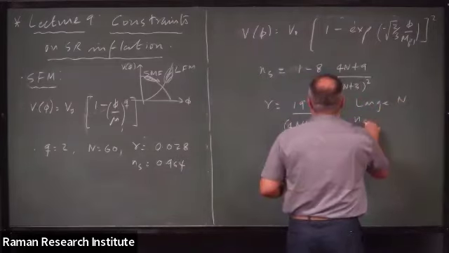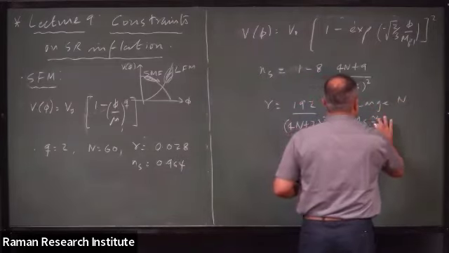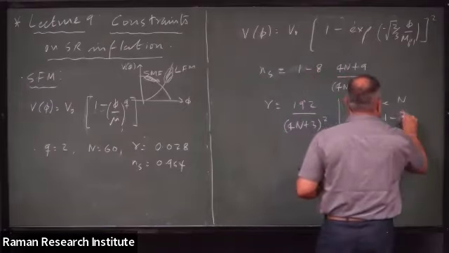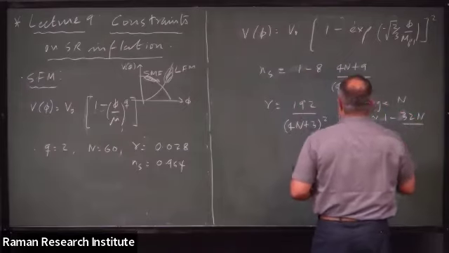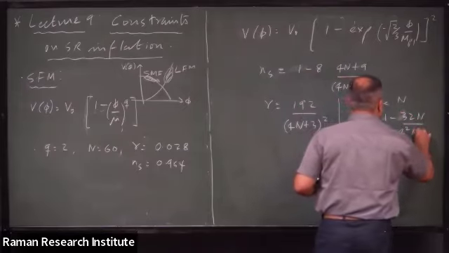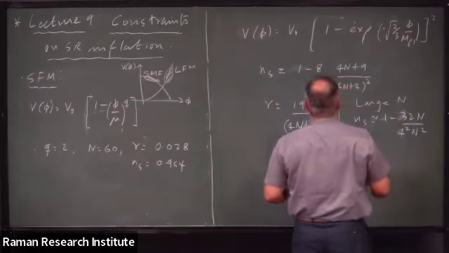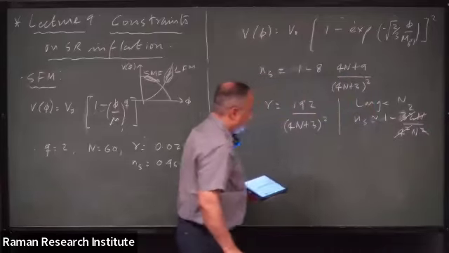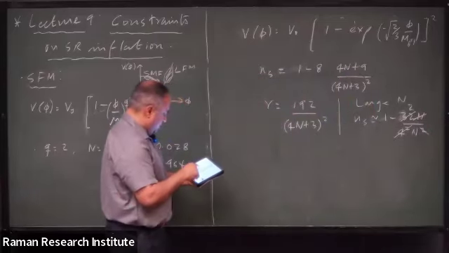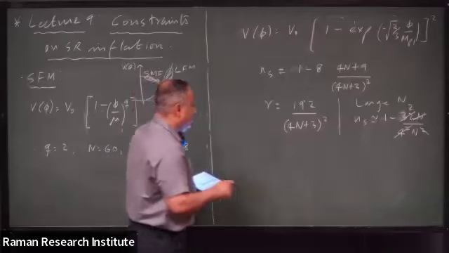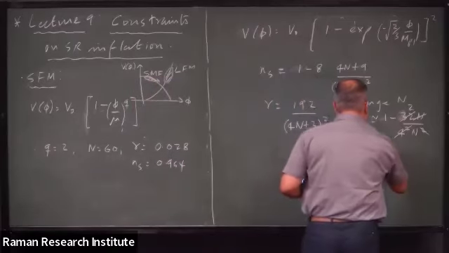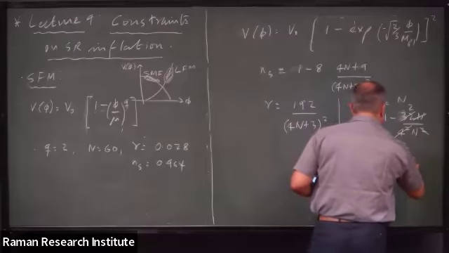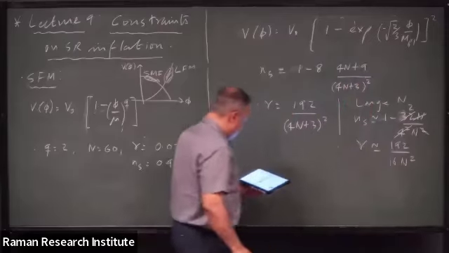And for large N, what do you have? NS is like 1 minus 8 times 32N divided by 4 squared N squared, right? Is that correct? 1 minus 2 by N, something like this. And similarly, R is 192 by 16N squared. I will let you do the division.